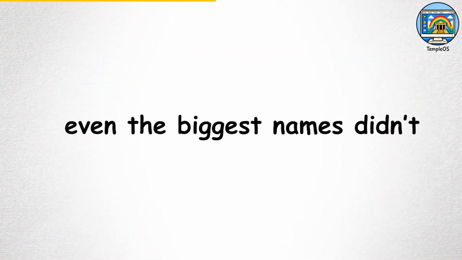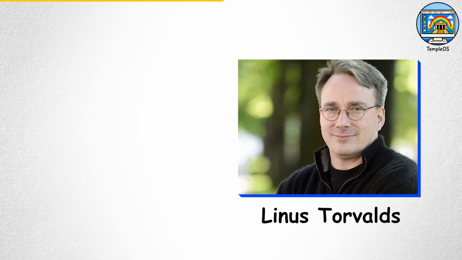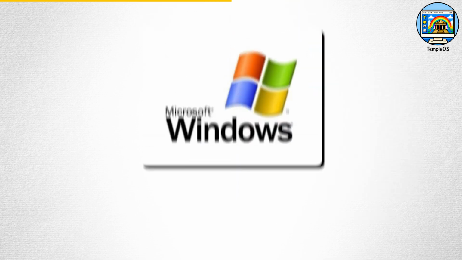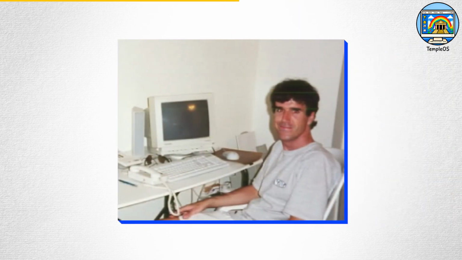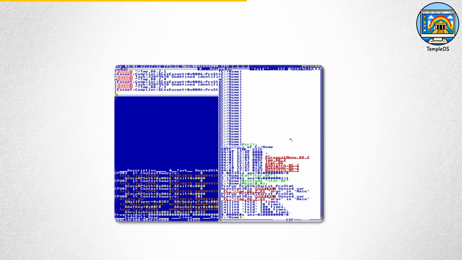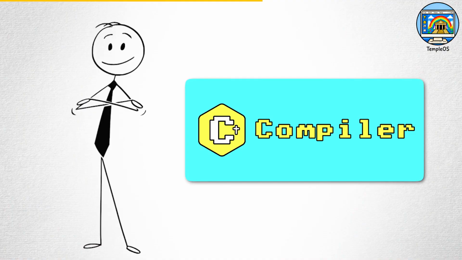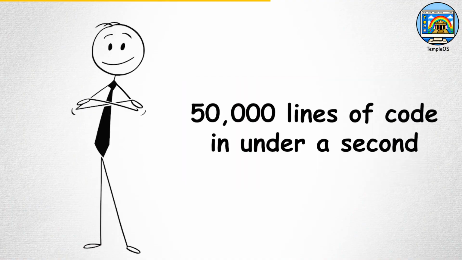Even the biggest names didn't. Linux had Linus Torvalds, but he had thousands of people helping him. Windows had a company behind it. Terry had a desk. He even invented his own programming language to do it, called Holy C, and its compiler is so tight it can process 50,000 lines of code in under a second.